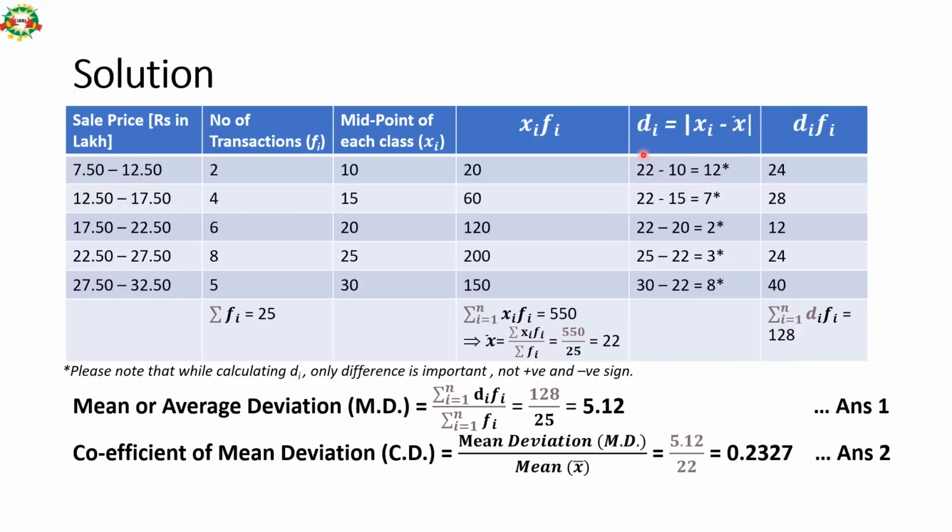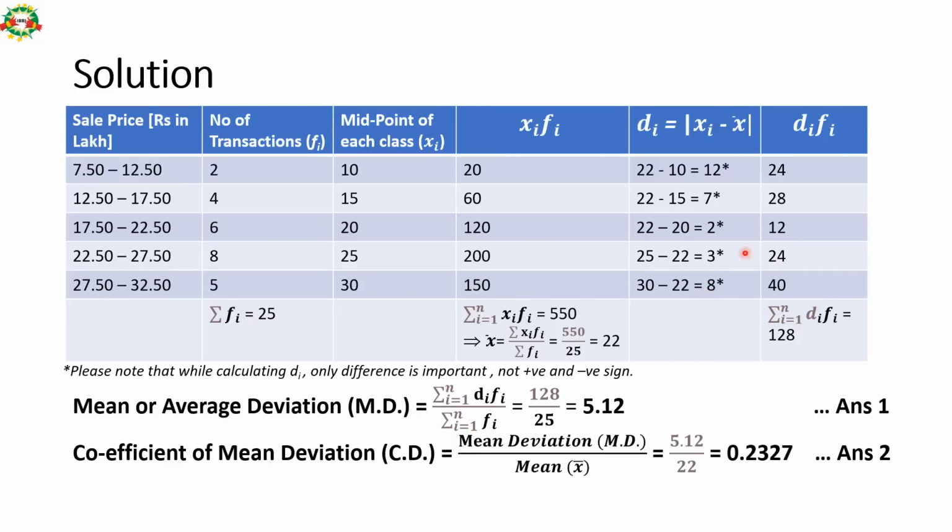Then di is equal to xi minus x average. So this deviation we have to calculate. 22 minus 10, 12. 22 minus 15, 7. 22 minus 20, 2. 25 minus 22, 3. 30 minus 22, 8.